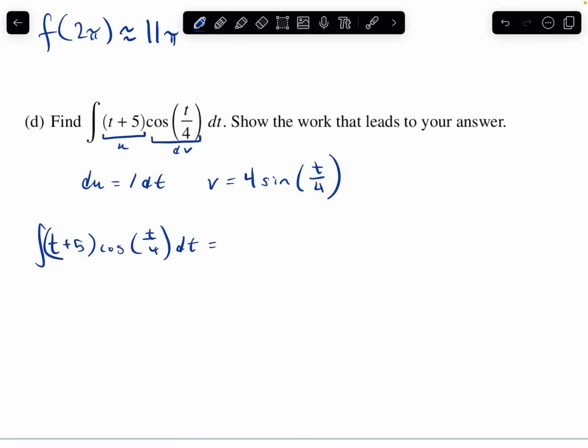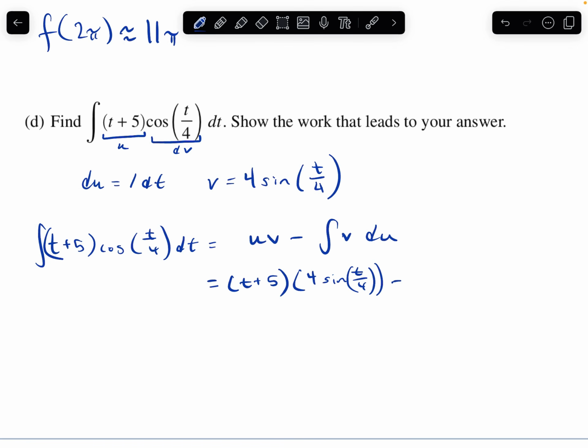dt, is equal to, and those of you who've taken my class know the formula that we use, we would say uv minus the integral of v du. So we're going to write uv minus the integral of v du. So let's fill in what we know. What is u? t plus 5. What is v? 4 sine of t over 4.